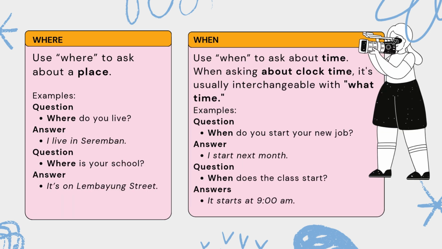We use where to ask about a place. Here are some examples. Where do you live? Where is your school at? When we want to ask about time, we can use when. However, if we want to ask about clock time, we can also say what time. For example, what time does the concert start? Other examples of questions using when are when does the class start, and when do you start your new job?